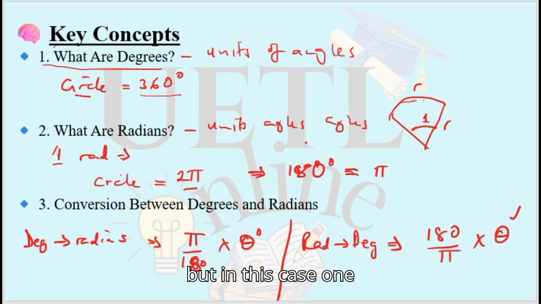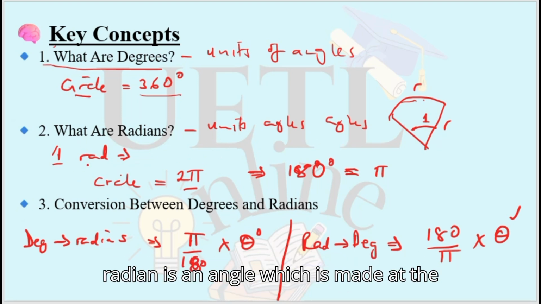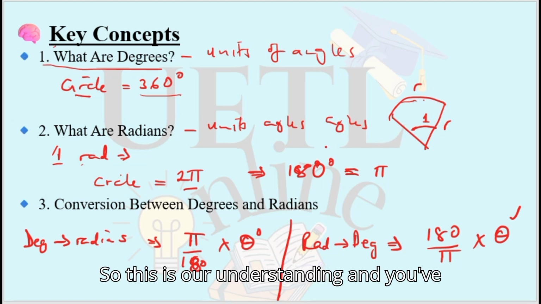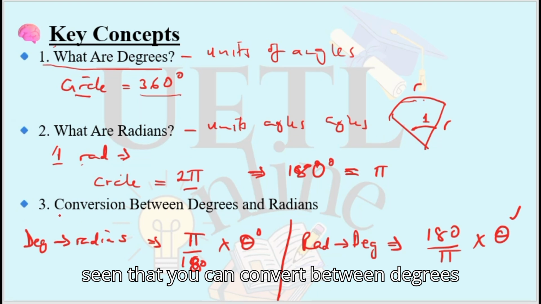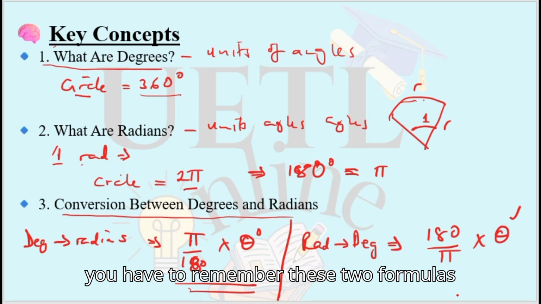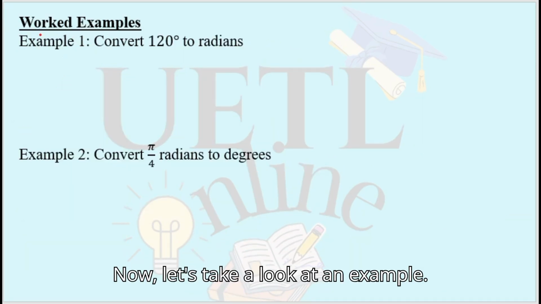But in this case, 1 radian is an angle which is made at the center when an arc length of a sector is equal to the radius. So this is our understanding, and you have seen that you can convert between degrees and radians using these two formulas. You have to remember these two formulas. Now, let's take a look at an example.